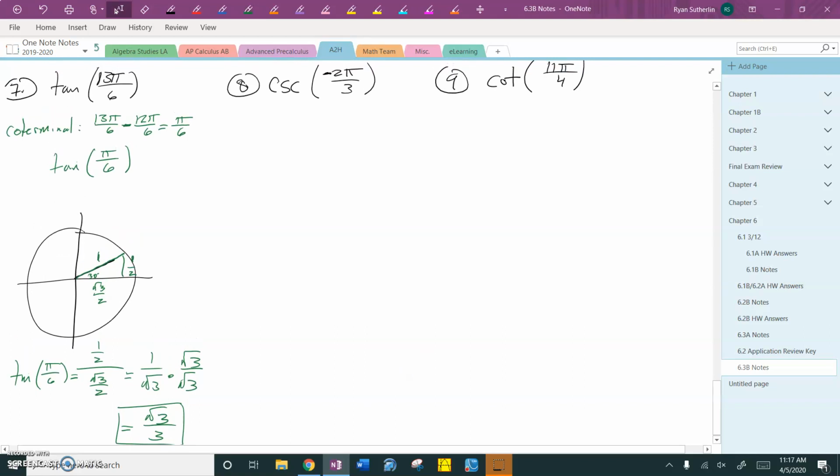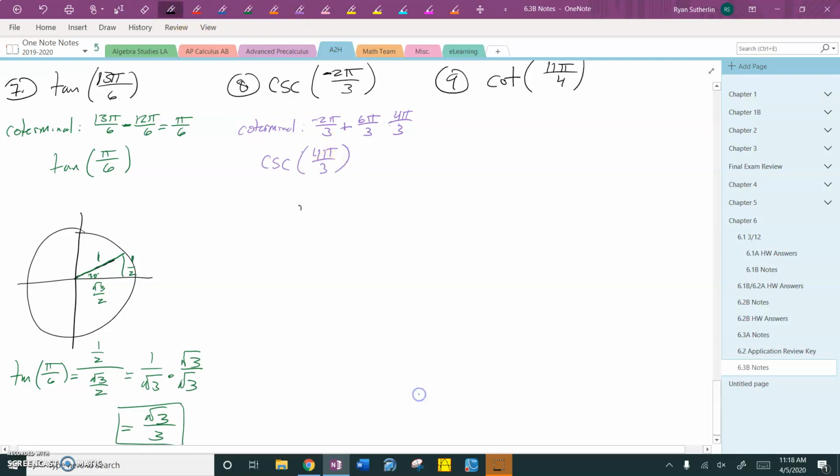Cosecant of negative 2 pi over 3. So again, I'm going to do my coterminal work. So negative 2 pi over 3 plus 2 pi would be 6 pi over 3. So this is the same thing as 4 pi over 3. So now I'm really finding what is cosecant of 4 pi over 3.